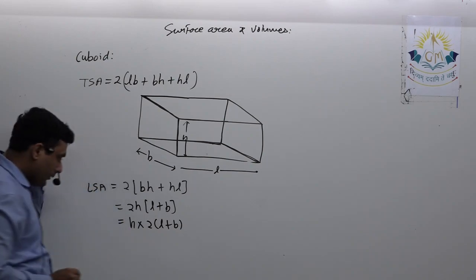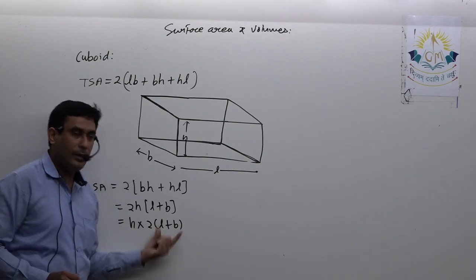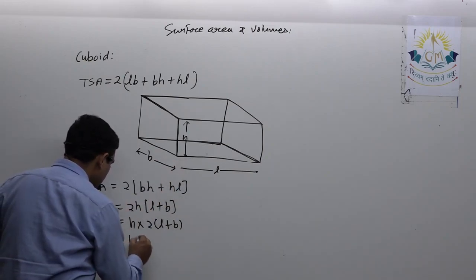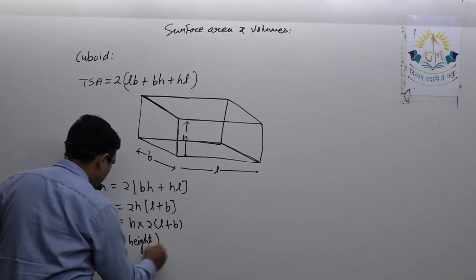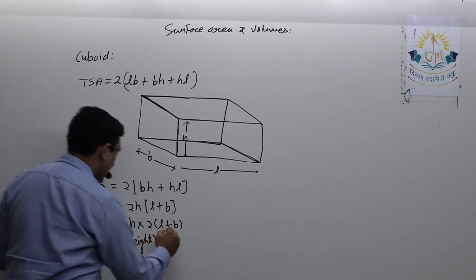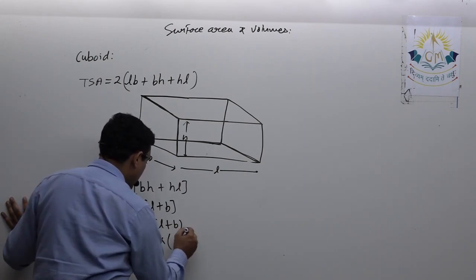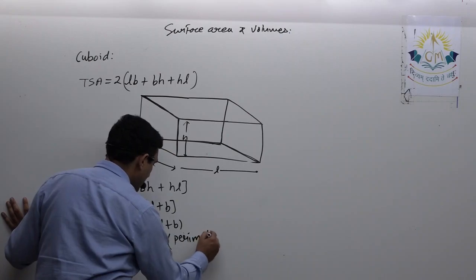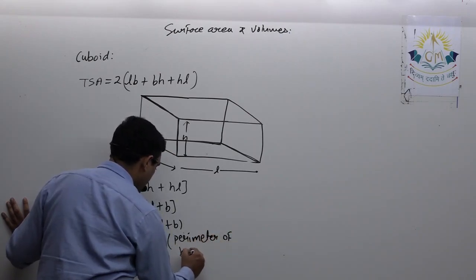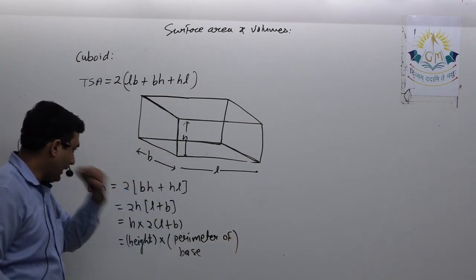Now, if you observe carefully, this H is the height and 2 into L plus B is the perimeter of the base. So this LSA can be written as height multiplied by perimeter of base. So this is the LSA.